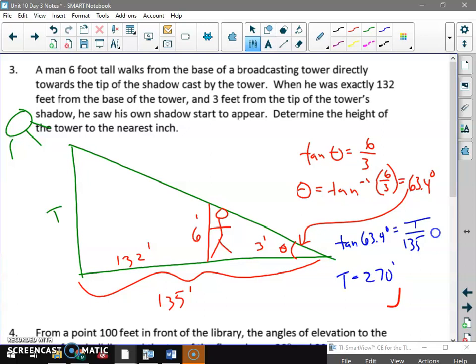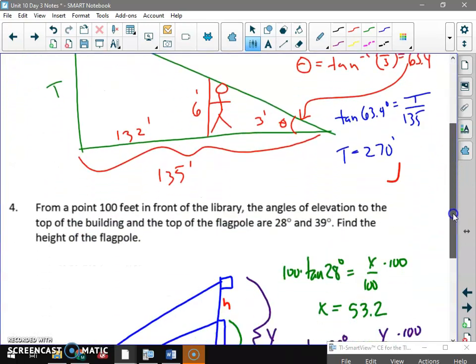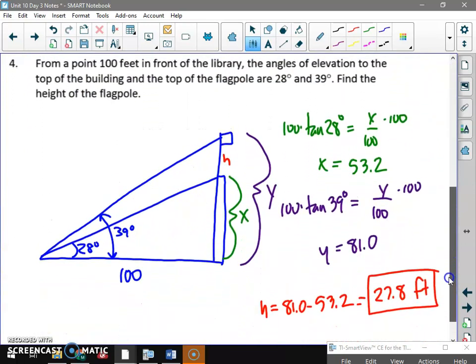All right, let's move it on. From a point, you know what? Let's steal this diagram. I'm not going to erase it. I'll erase the work.